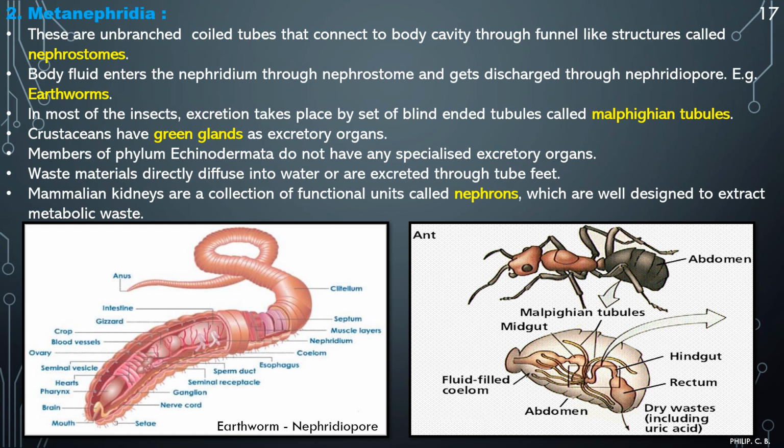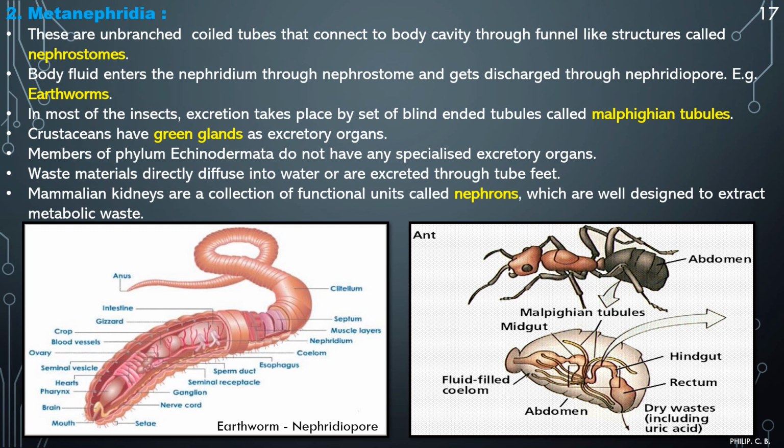In most of the insects, excretion takes place by a set of blind-ended tubules called Malpighian tubules. Now, when you go to a higher order in invertebrates, after annelida comes phylum Arthropoda. In Arthropoda, the insects, the very best example, as you can see, ant or cockroach, they have Malpighian tubules, whereas other arthropods like crustaceans have the green gland as the excretory organ.